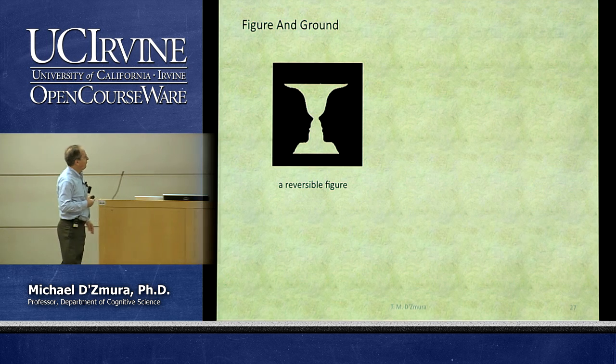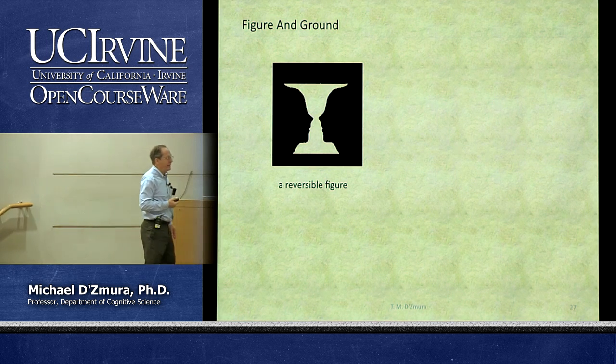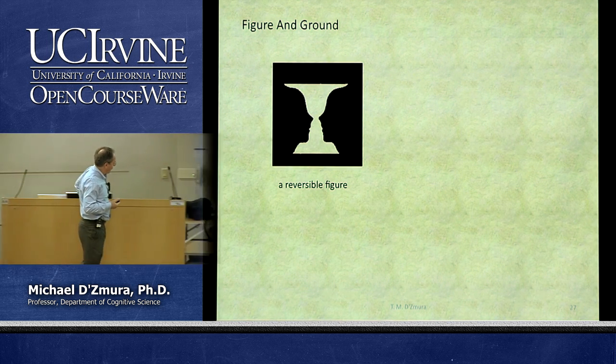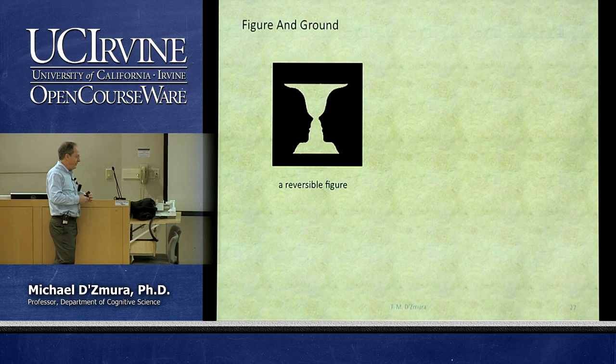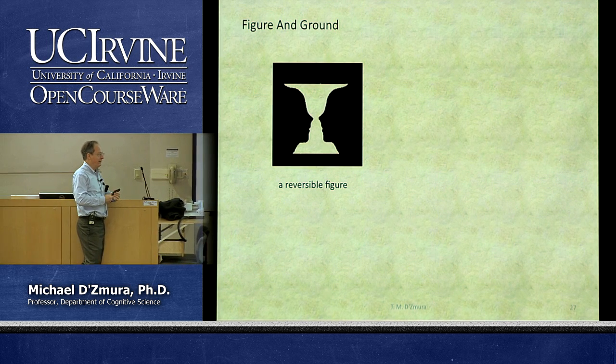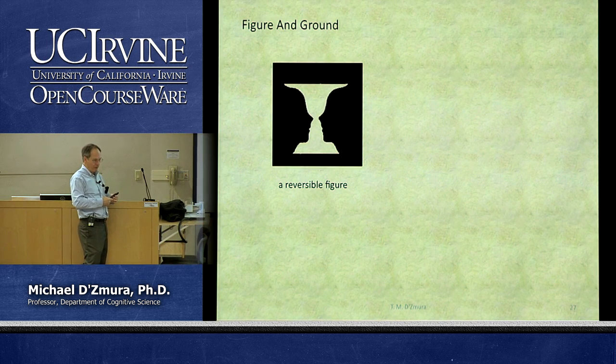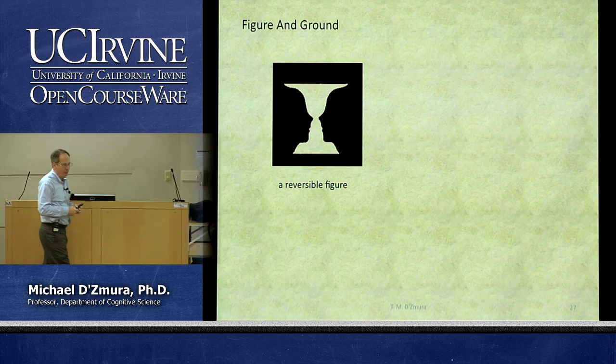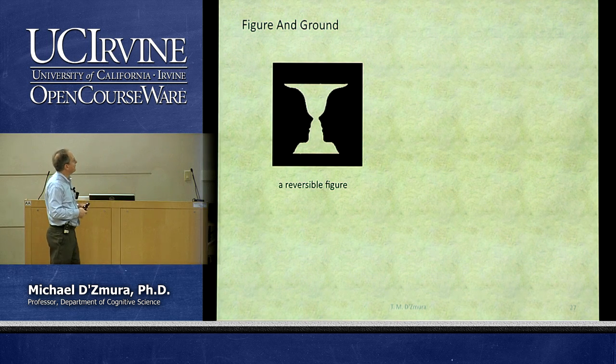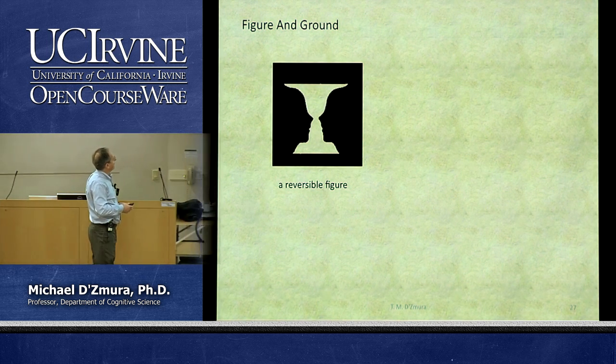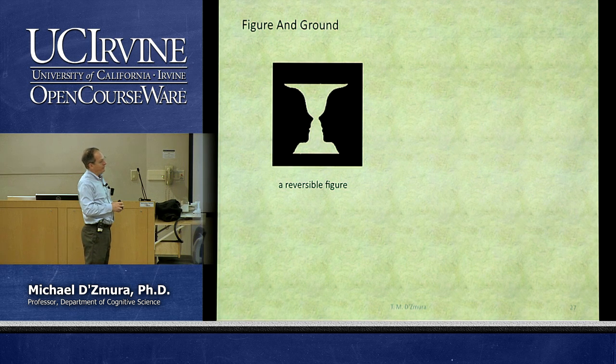So, we get these figures or gestalts, they can have emergent properties, and it's important to note that a figure should be contrasted with a ground or the background against which the figure is seen. And this is perhaps best seen by rare examples in which we have reversible figures.